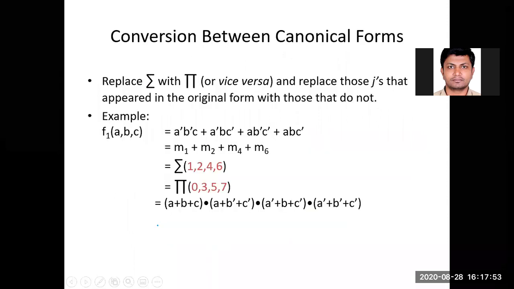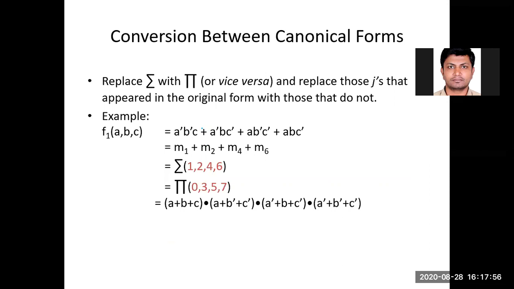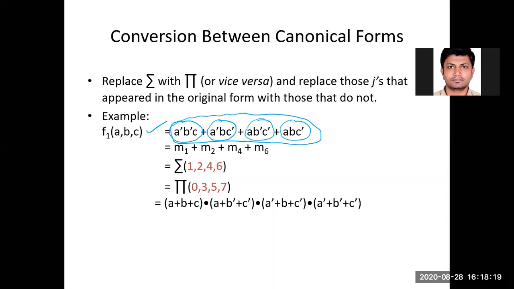If you want to convert from min term to max term, like in this example, the problem is to convert from min term to max term. Your expression is f1, and by seeing this equation you can identify that these are a sum of min terms. Basically these are individual minterms: this is one minterm, second, third, and this is the fourth minterm, in the form of this summation.